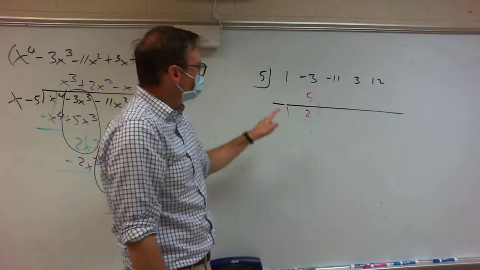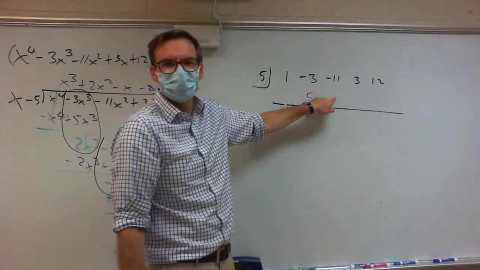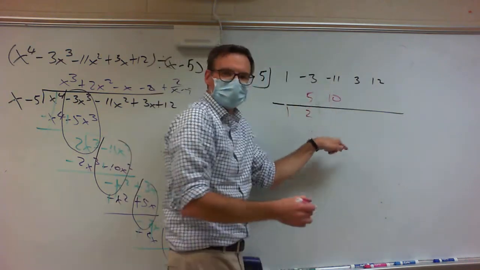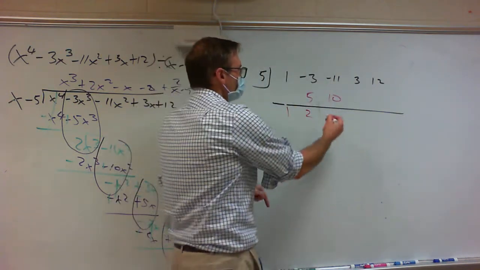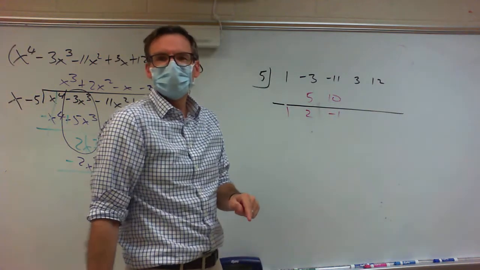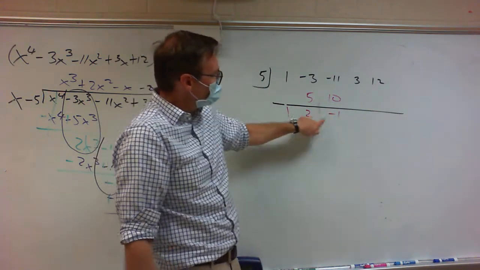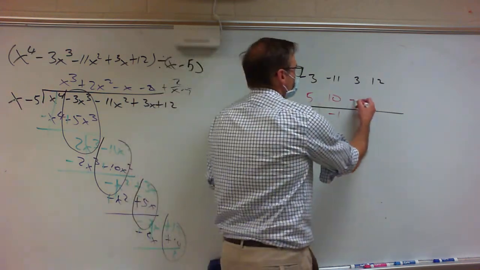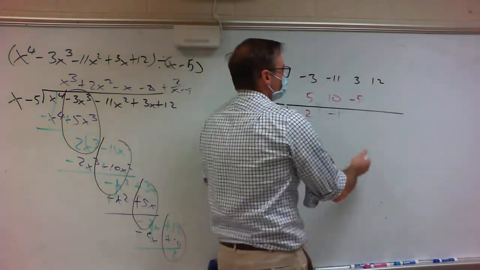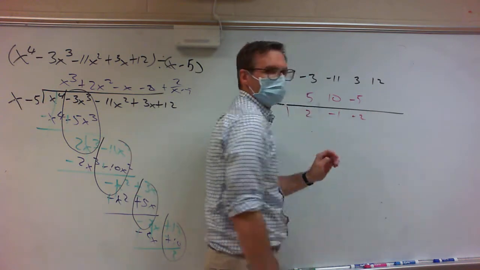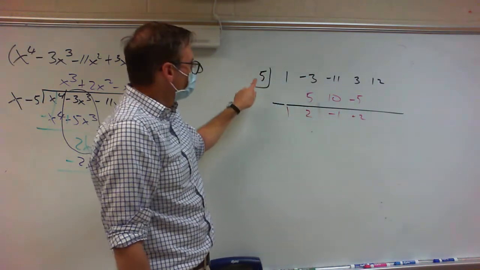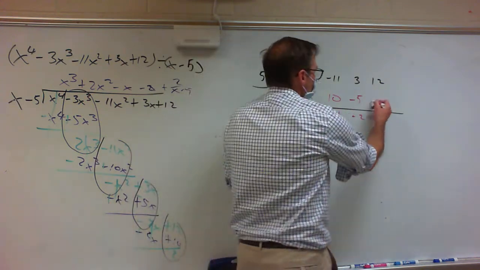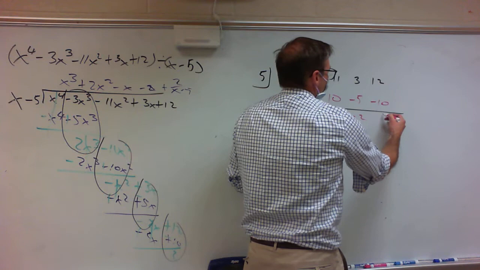Now we're going to do it again. This times this, stick the number here. So 5 times 2 is 10. I'll put the number here. And then we're going to add, which gives us a -1. And then this times this, and stick the number here. So 5 times -1 gives me a -5. Then we add, which gives me a -2. And then this times this: 5 times -2 gives me a -10. And when I add, I get a 2 over here.